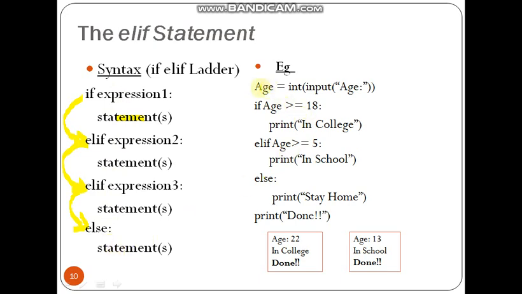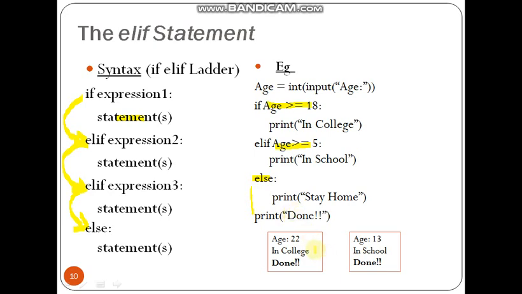Let's see this example. age = int(input()), the age is entered as an integer, and we are checking if age is greater than or equal to 18. If it is, we are displaying "in college". Otherwise, there is again a check, elif age >= 5 colon, then it is displaying "in school". Then if that is also not true, else colon, print "stay home". Then there is a print here, "done". This is not part of this if else. It is outside this if else.